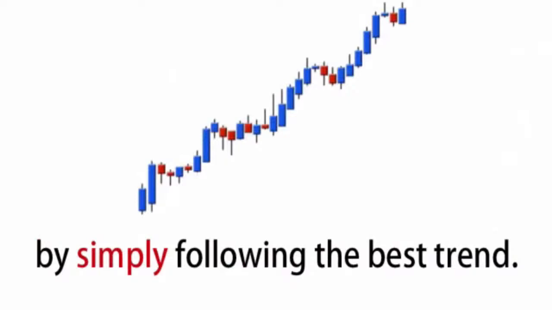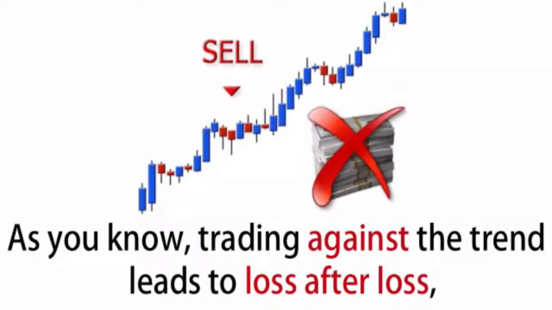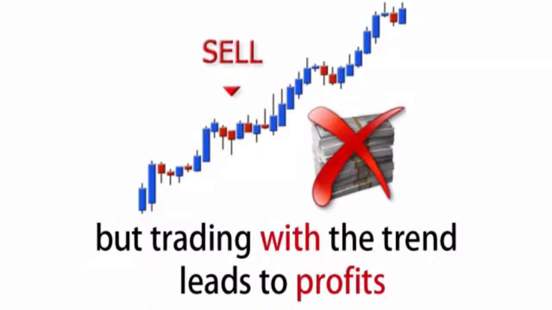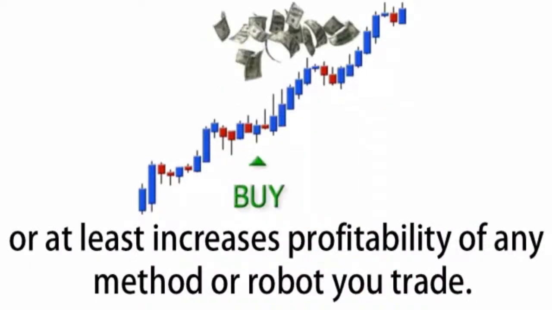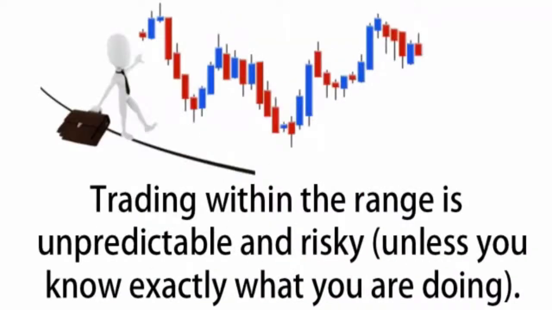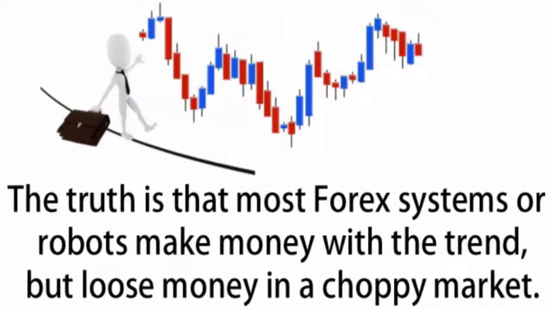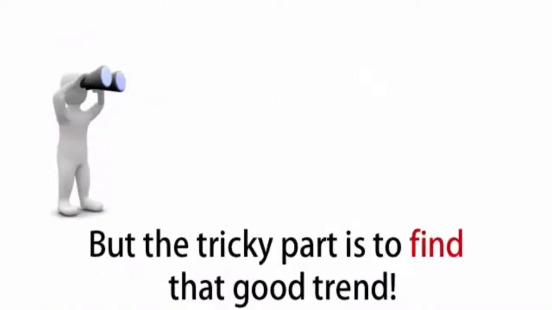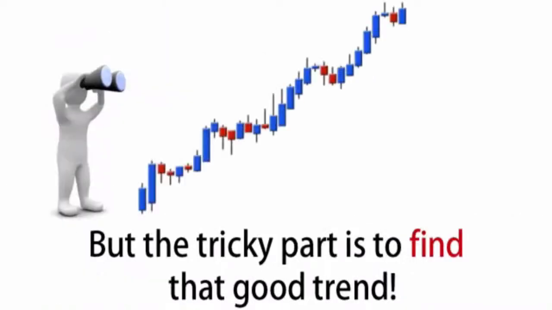As you know, trading against the trend leads to loss after loss, but trading with the trend leads to profits, or at least increases profitability of any method or robot you trade. Trading within the range is unpredictable and risky, unless you know exactly what you're doing. The truth is that most Forex systems or robots make money with the trend, but lose money in a choppy market. But the tricky part is to find that good trend.